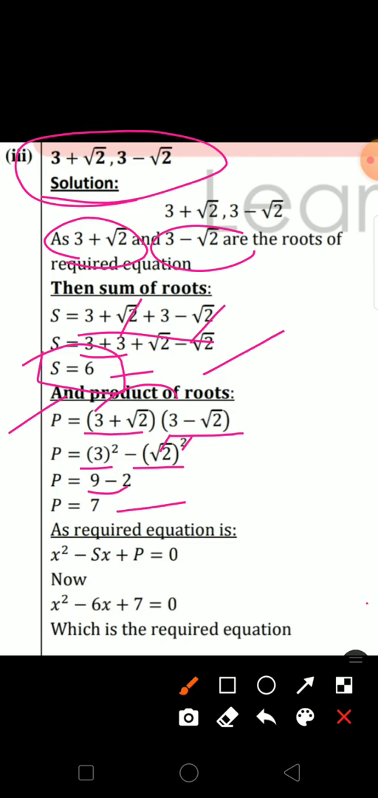So the required equation is x square minus sx plus p is equal to 0. Now put the value of s and p. So which gives us the equation of this root as x square minus 6x plus 7 is equal to 0. So which is the required equation of the root.